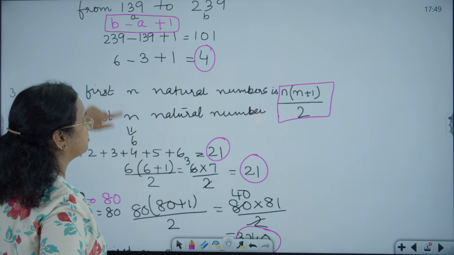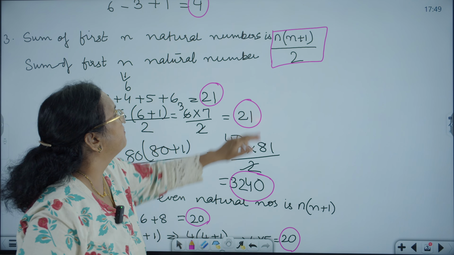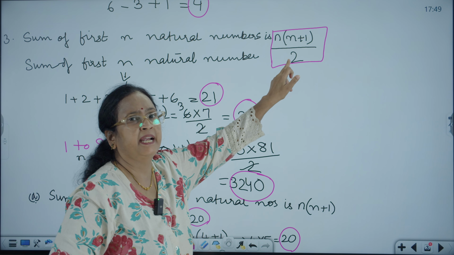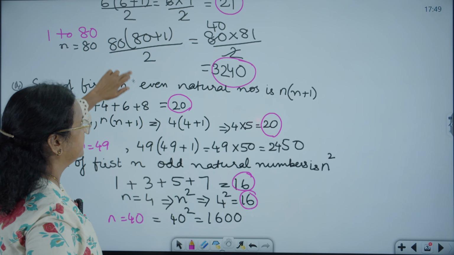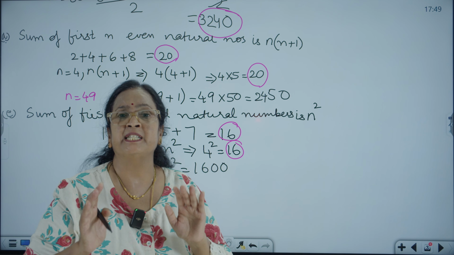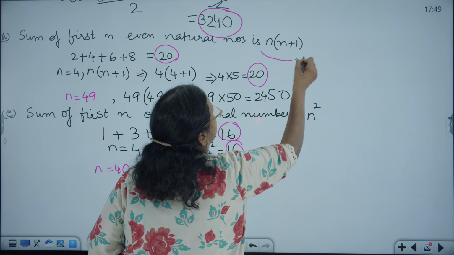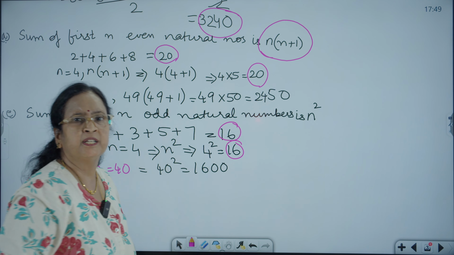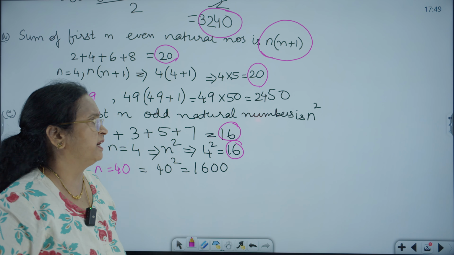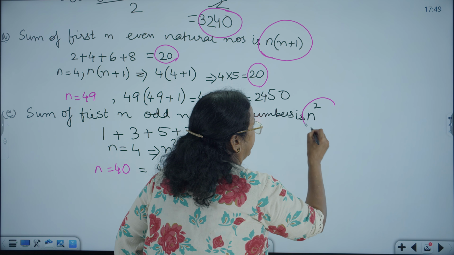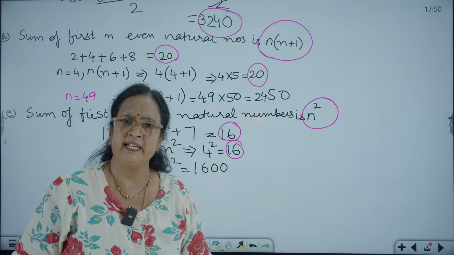After this, the next was sum of first n natural numbers. The sum of first n natural numbers is n bracket n plus 1 whole by 2. After this, we learnt the sum of first n even natural numbers, n bracket n plus 1, and then sum of first n odd natural numbers, that is n square. So, I hope all the formulas are absolutely clear, isn't it? Thank you.